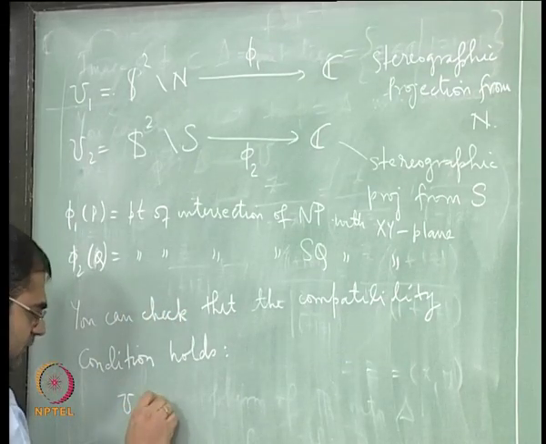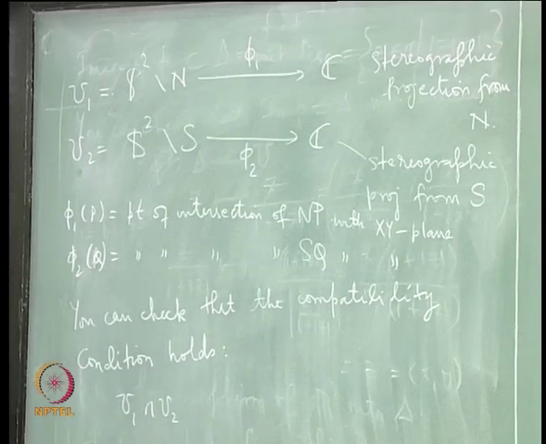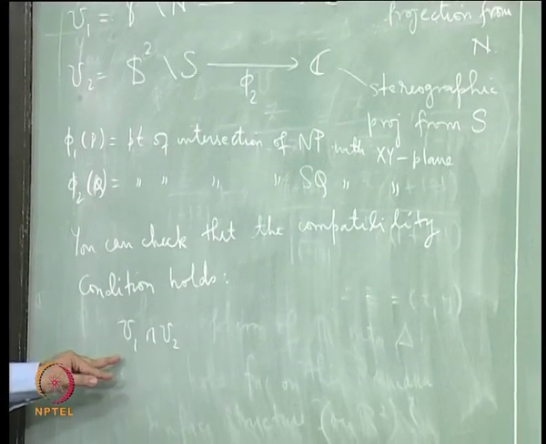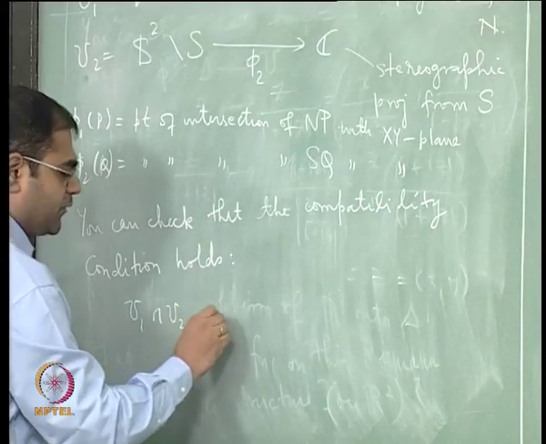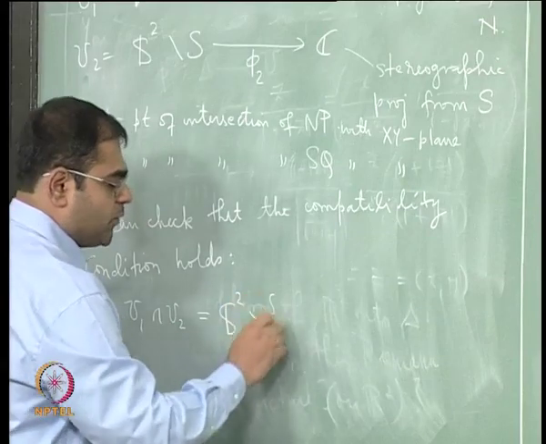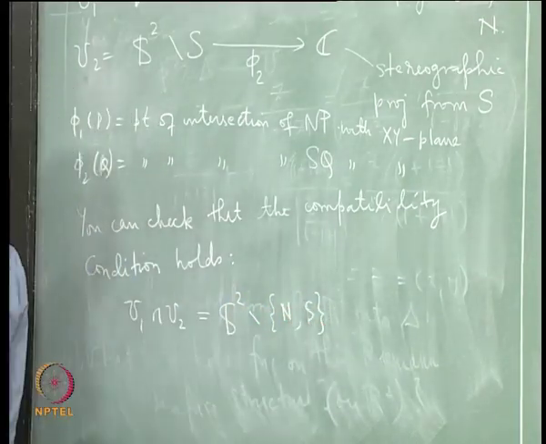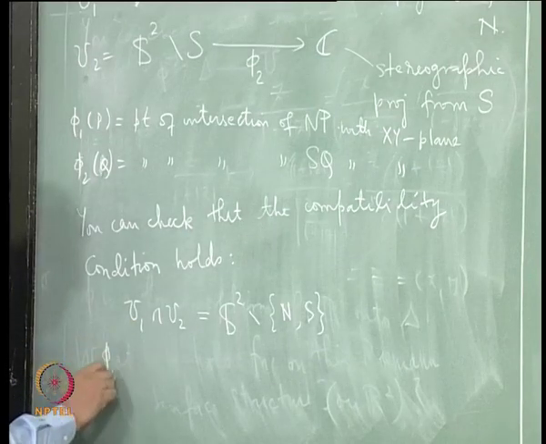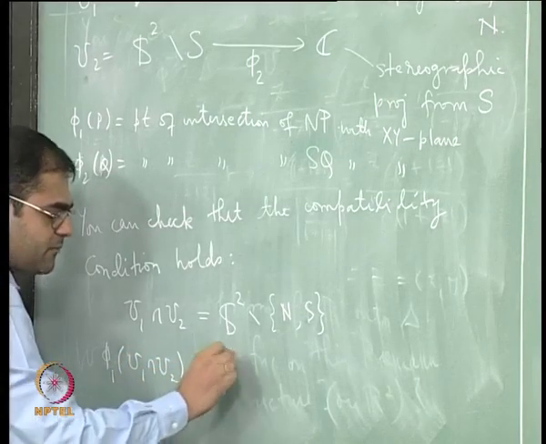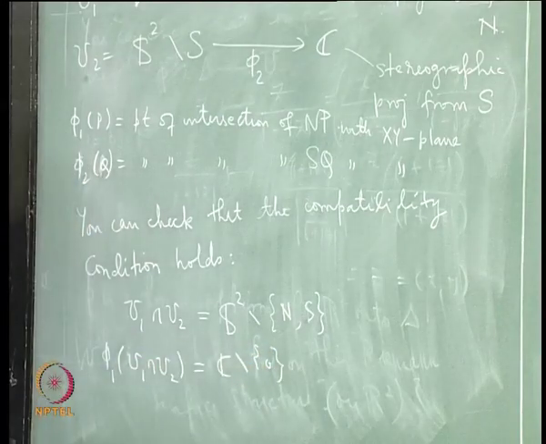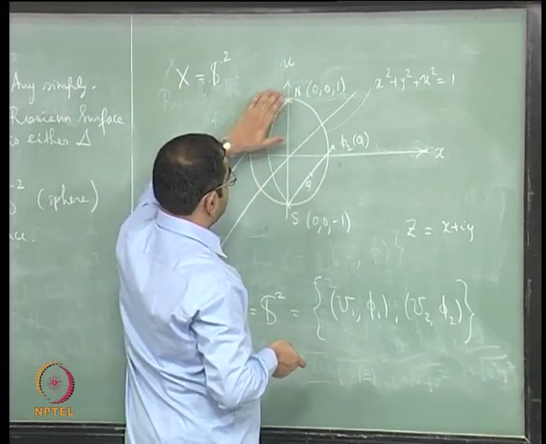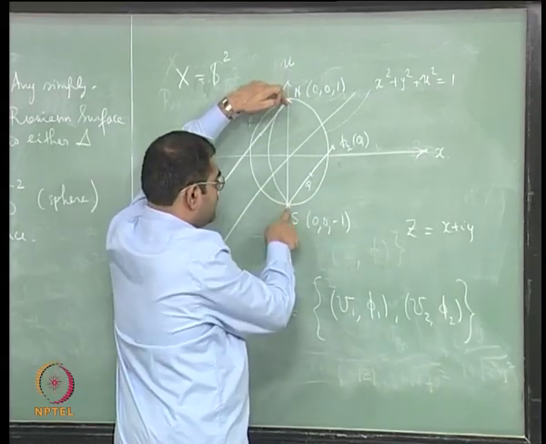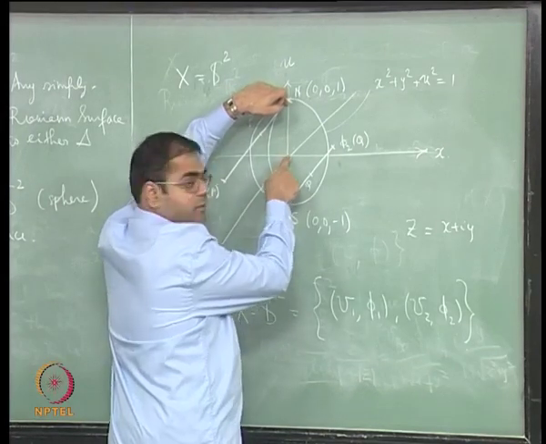You take U1 intersection U2, which will be the Riemann sphere minus both the north pole and the south pole, and you can see that phi1 of U1 intersection U2 is just the complex plane minus the origin, because phi1 maps the whole sphere except the north pole onto the complex plane, and if you remove the south pole, then from the image you are removing the origin.